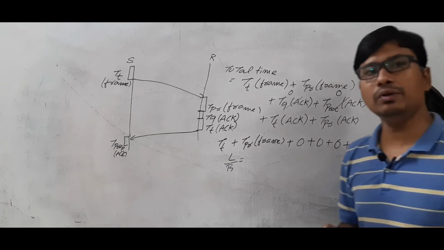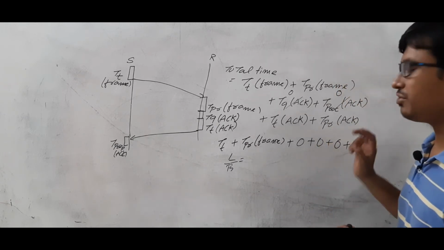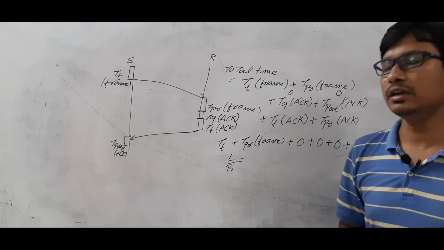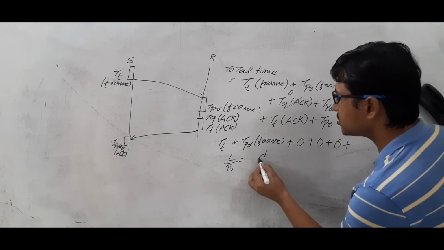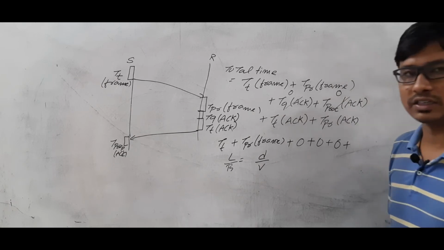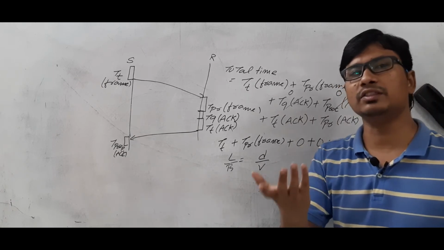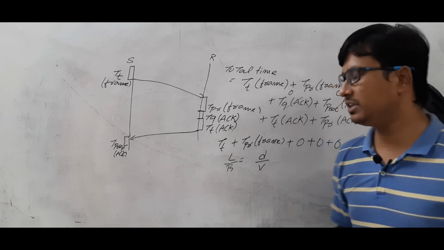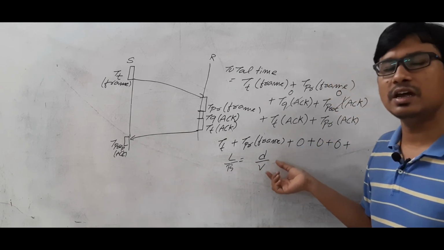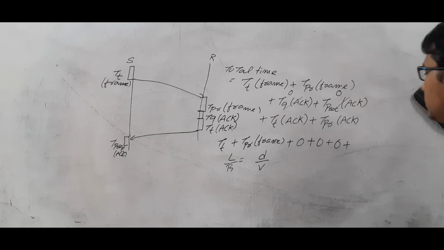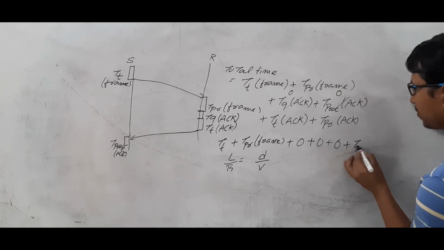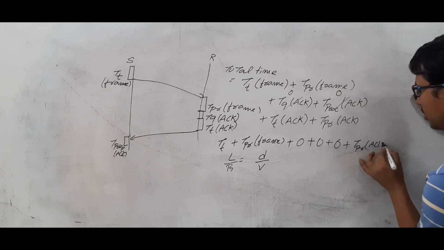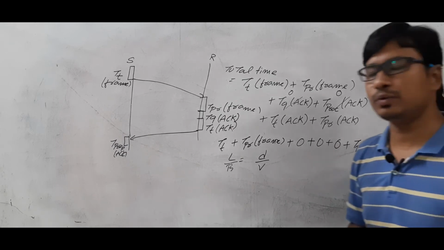However, the propagation delay for the acknowledgement, which is equal to distance by velocity, does not depend on the length of the packet. Whether the packet is small or large, it depends only on the distance and the velocity. So you need to consider the propagation delay for the acknowledgement. Are you able to understand?